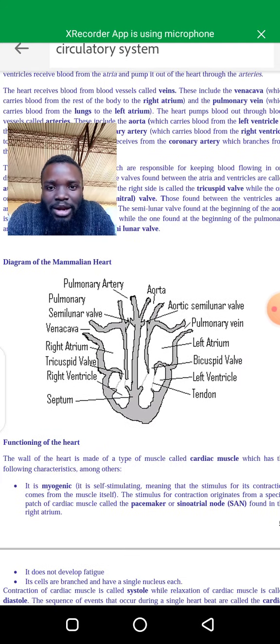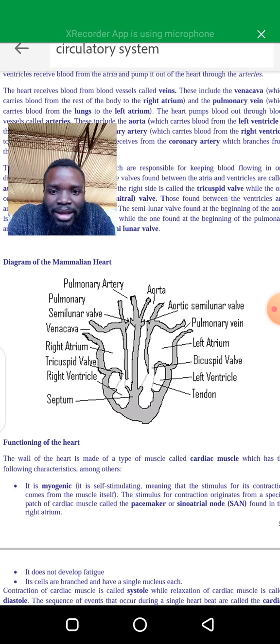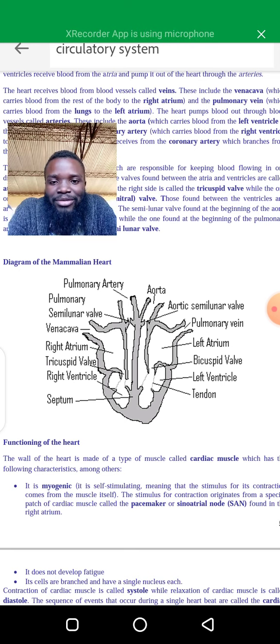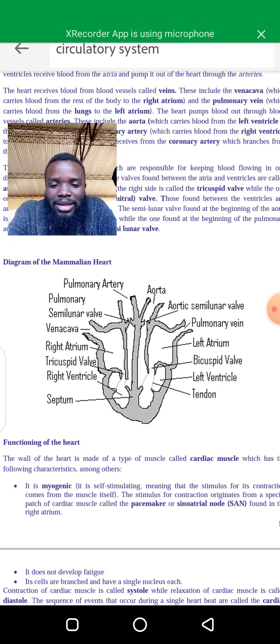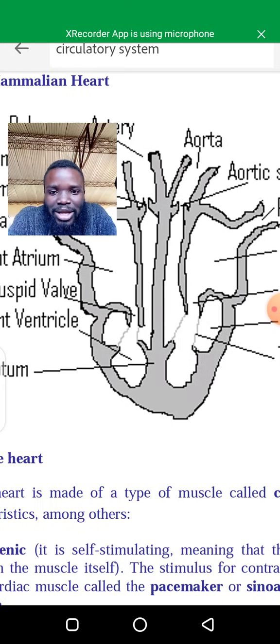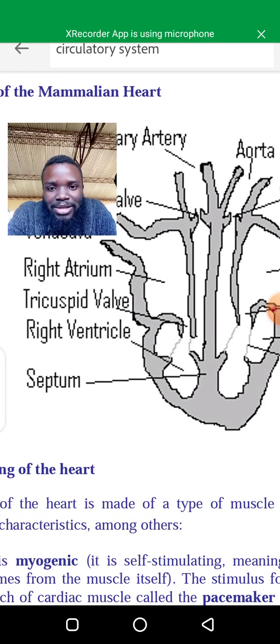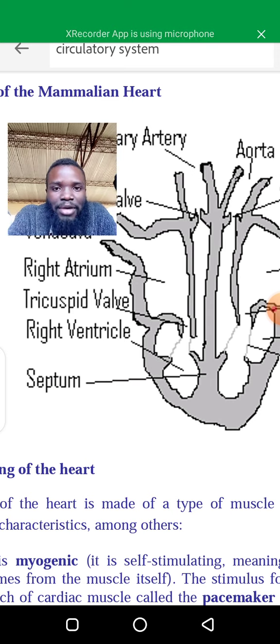So this is what I'm talking about. We've got the pulmonary artery there. We've got the pulmonary semilunar valves. Those are the valves there, the vena cava, the right atrium. Then the valve found at the right atrium is the tricuspid valve. These are the valves that open and close to prevent the backflow of what? Of blood. Then we have the right ventricle, and this is the septum that I was talking about. The septum is the one that demarcates the left from the right.